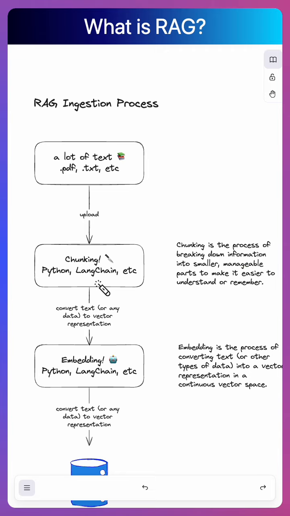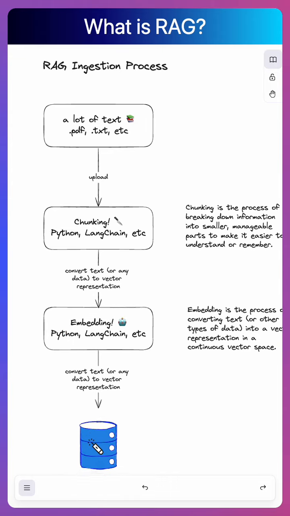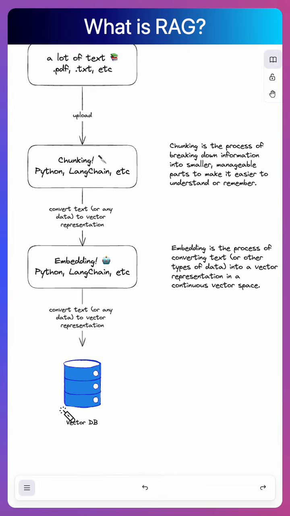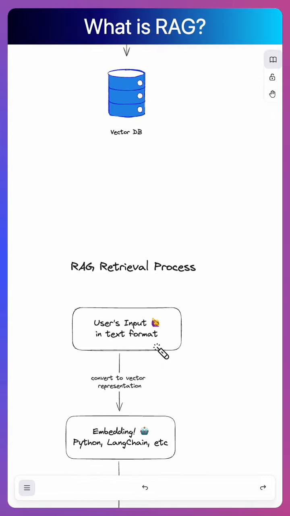And then those small chunks of data are converted into a so-called vector space or vector representation, and then it's stored in a vector database. That process of changing the text into vector representation is called embedding, and once it's stored in the vector database, it can be searched later on based on similarity search algorithms.